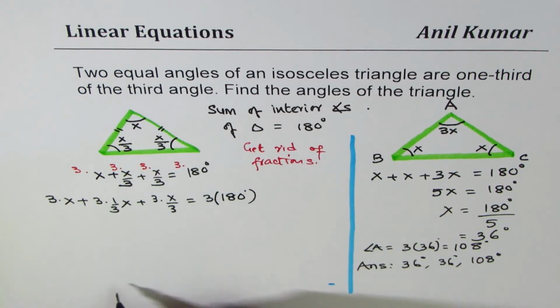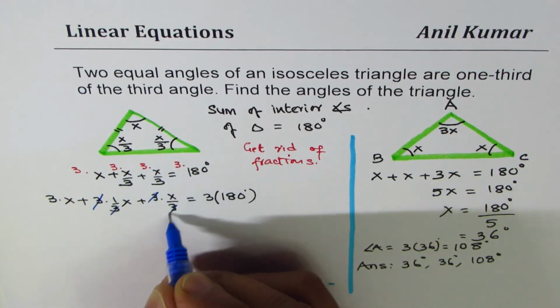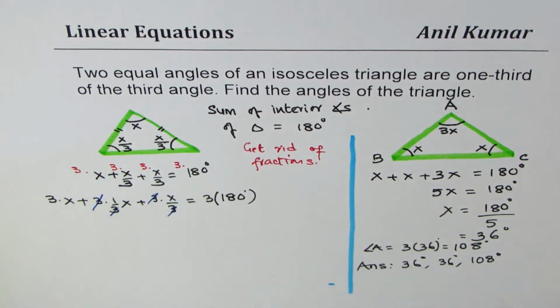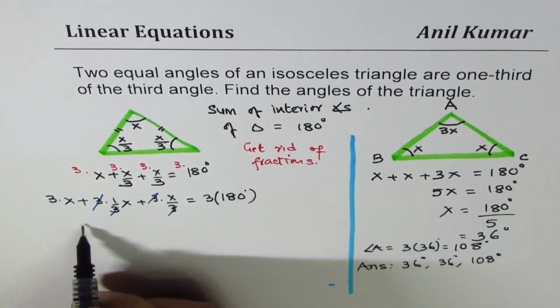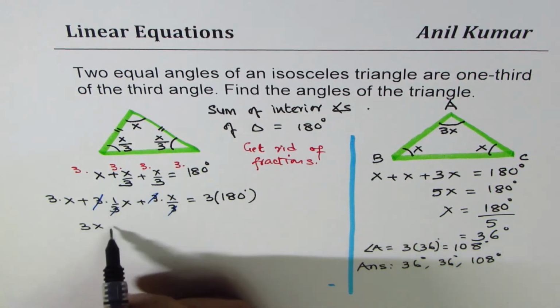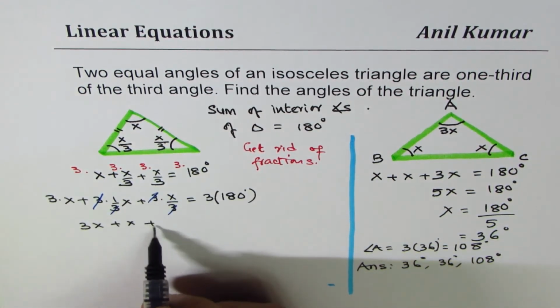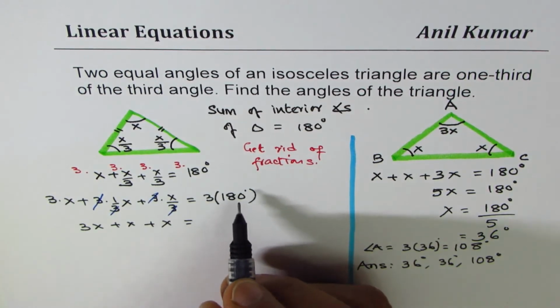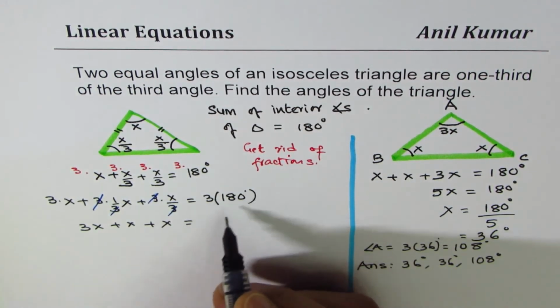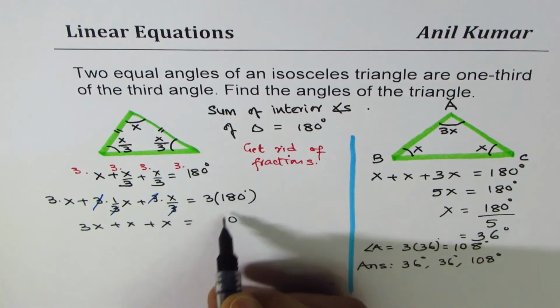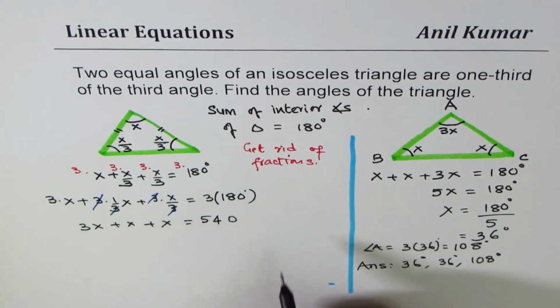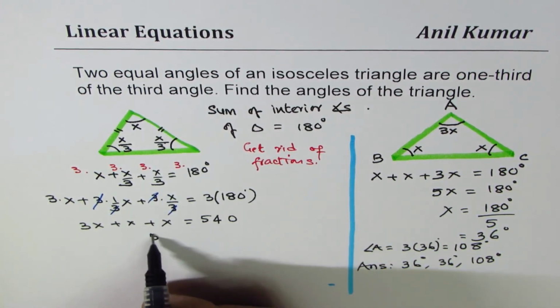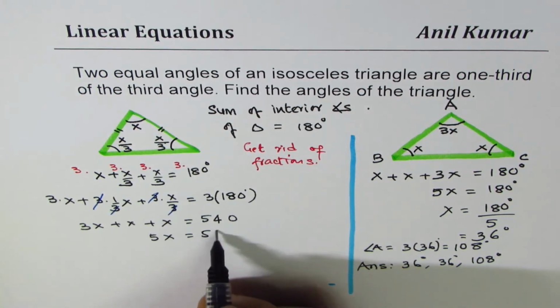So let me put them in brackets, 3 times. So when you write this, you actually get rid of fractions. Do you see that? And you get an equation which is similar to this, correct? Very similar. So what you get from here is 3x plus x equals 3 times 180, right? So you could multiply this, 0, 24, 540. Now this is 5x equals 540 degrees.